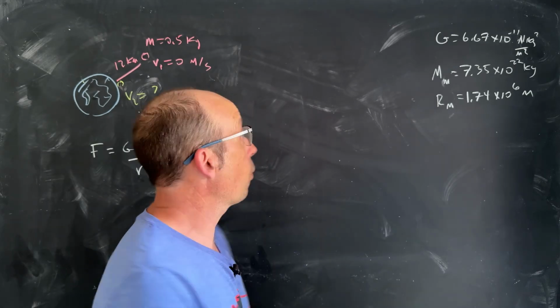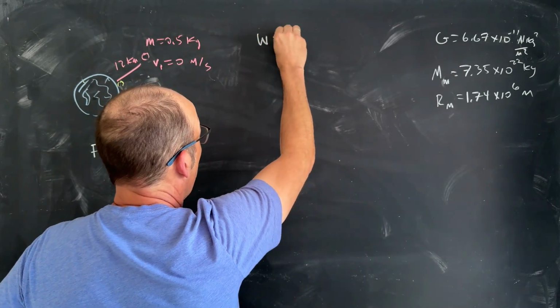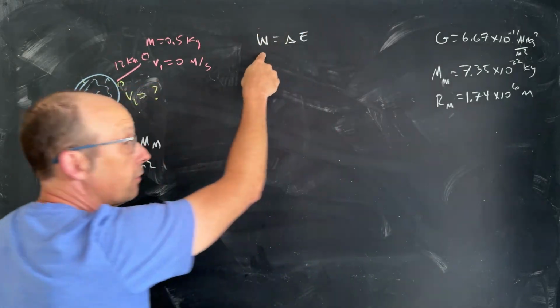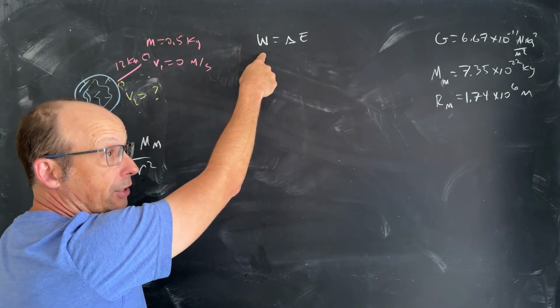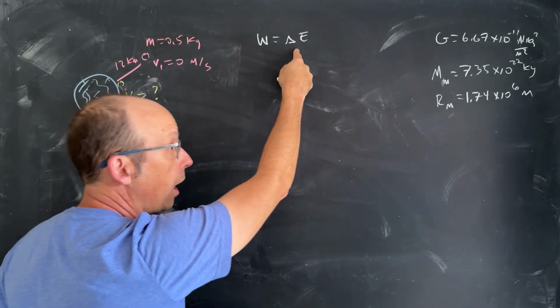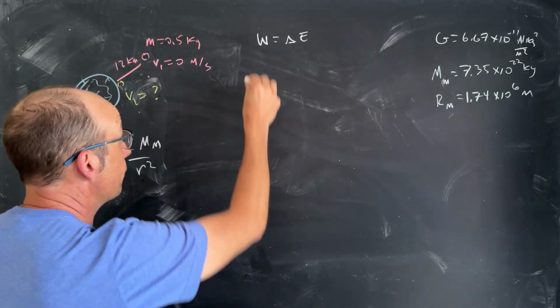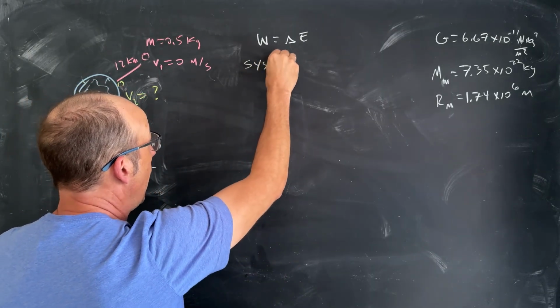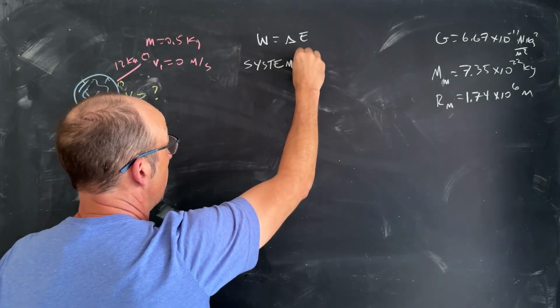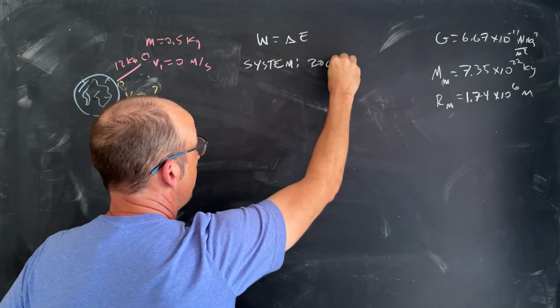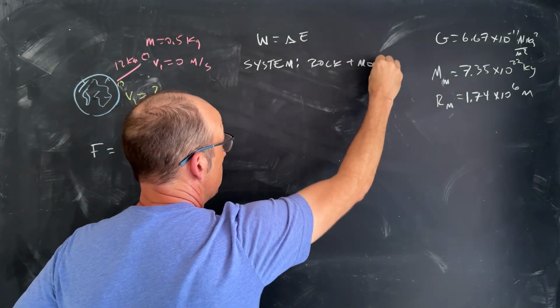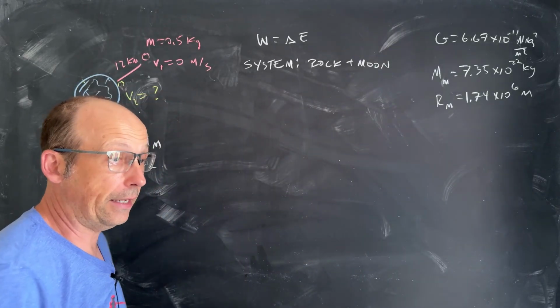If we do the work energy problem, which says work is the change in energy, we need to find out what interactions do work on our system and what kinds of energy our system has. So we have to pick a system. In this case, I'm going to pick the system of the rock plus the moon. Now, why would I do that?